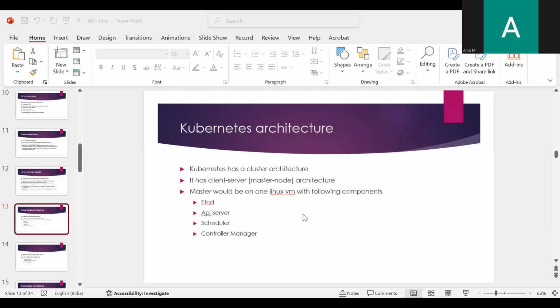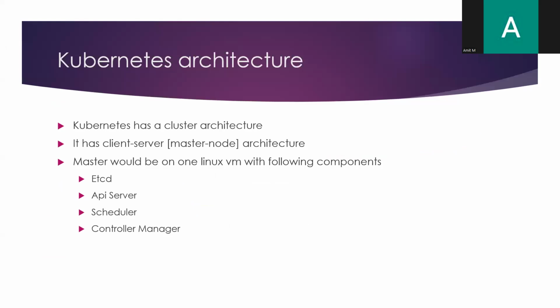Hello everyone. In this session, we will discuss Kubernetes architecture. Kubernetes architecture means Kubernetes has a cluster setup. We will have a master or client-server kind of architecture, where the container orchestration engine, which is Kubernetes, is set up as a control plane on one Linux machine, and other Linux VMs or virtual machines work as worker nodes.